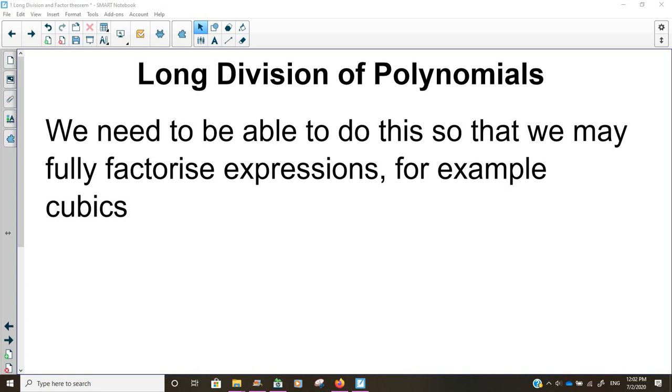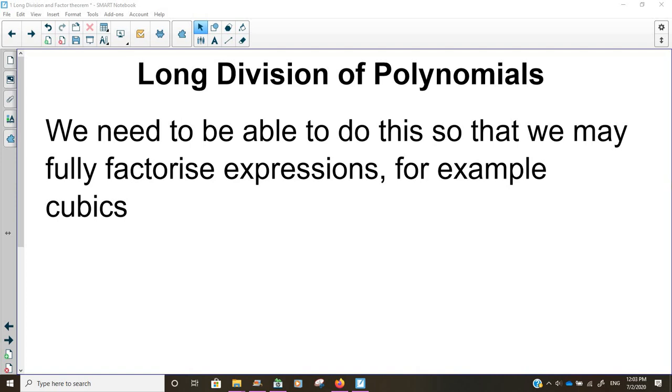Hi guys, we're looking at long division of polynomials today, and this is really important because I'm going to show you how we can divide one polynomial by another, okay? And we can use this technique to work out what the factors of a polynomial are. So it could be a cubic or a quartic. If we know one of the factors, we can work out what the other factors are.